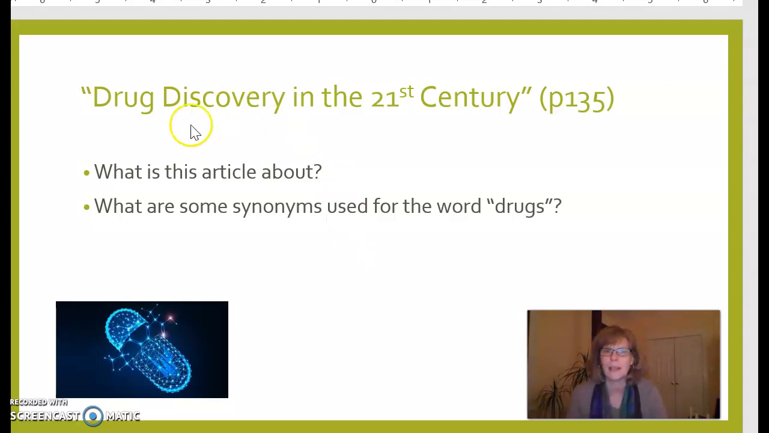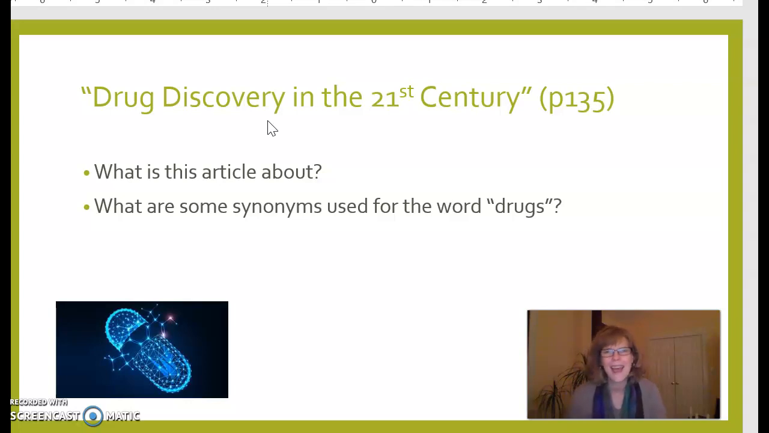So when I look at the title, I see that the topic of this article is definitely drug discovery. This is talking about all the different drug discoveries that have been made, and especially currently, how they're doing it in the laboratories. Drug discovery in the 21st century.